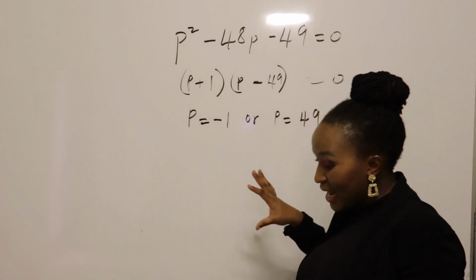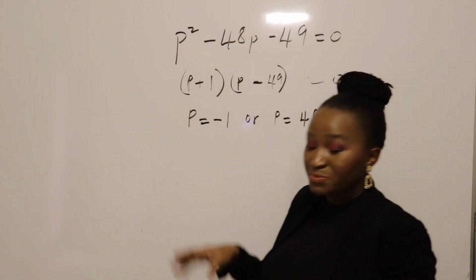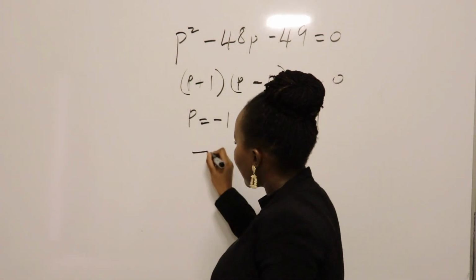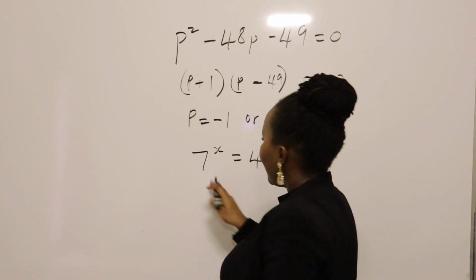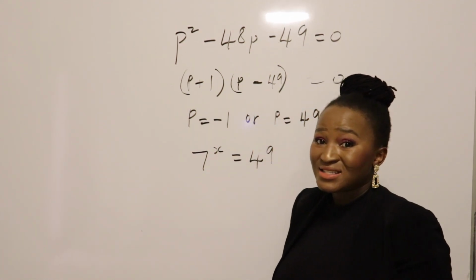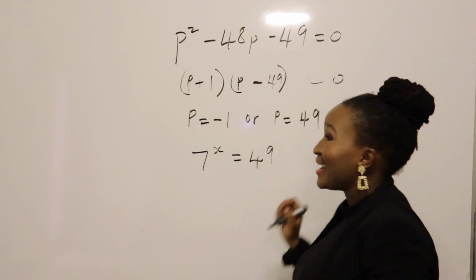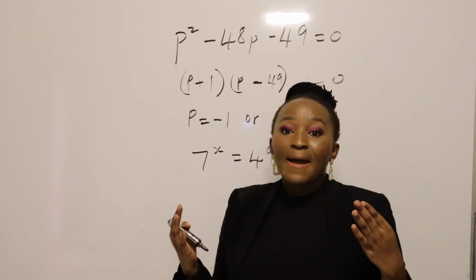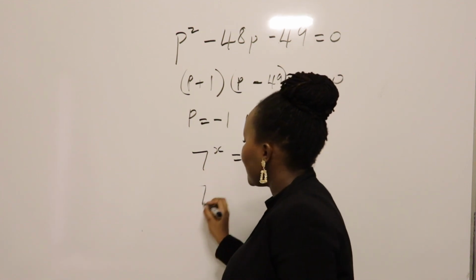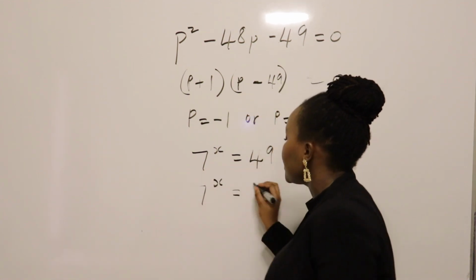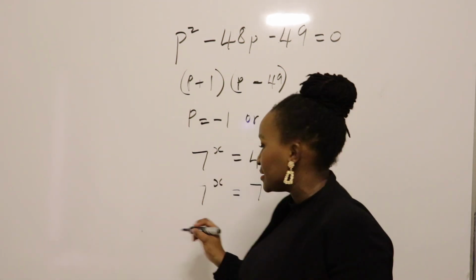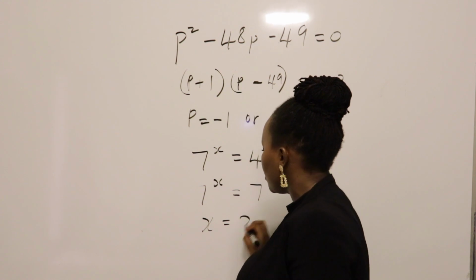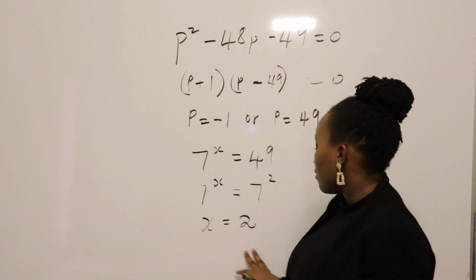Now I will do the last question because it doesn't take so much space. We are given 7 to the exponent x equal to 49, and we are asked to find x. So here you have to change 49 and express it in a base of 7. So it will be 7 to the exponent x is equal to 7 squared. Now your bases are the same, you can equate the exponents. So you have x is equal to 2, right? So that's all you do for this question.